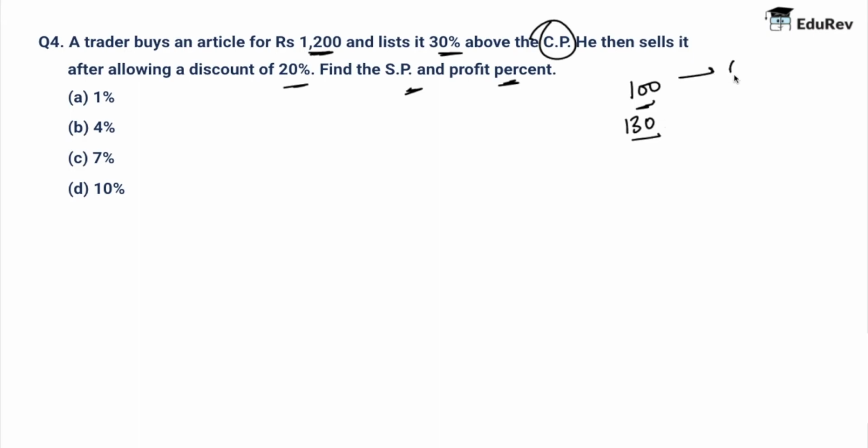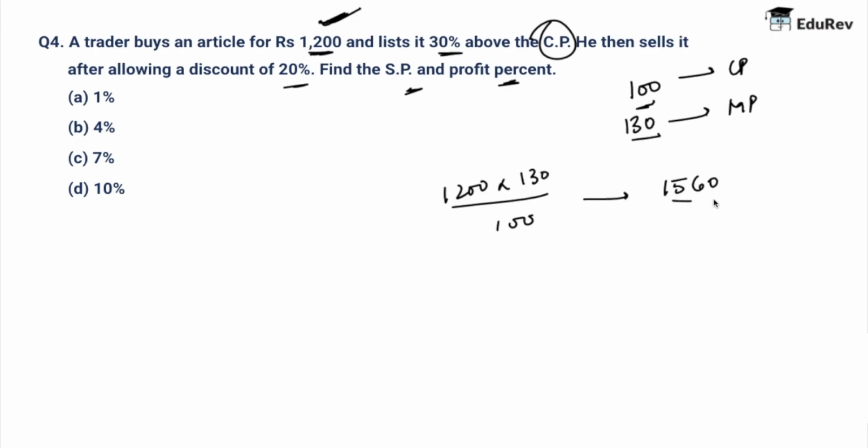Now if the CP is rupees 100, then the MP is going to be 130. That is, this is going to be CP and this is going to be the MP. And also when the CP is rupees 1200, then the list price is going to be 1200 into 130 upon 100, or in other words I can say that it is 1560. Correct. So now the discount is of 20%, and 20% of what? 20% of 1560, right?